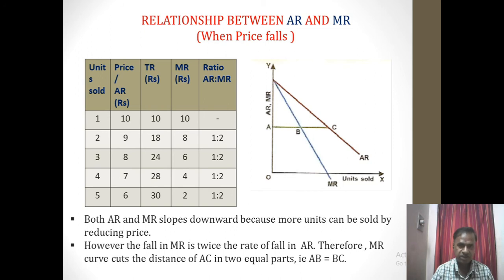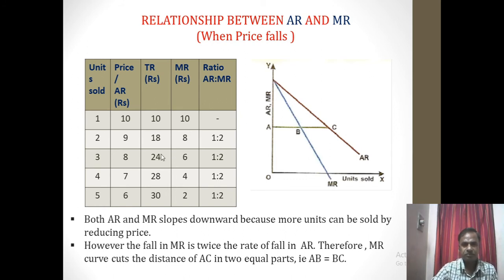Second observation is that both are falling, but the fall of MR is more than the AR. When the price falls, MR falls more than AR. That's why MR is below AR. Not only does it fall more than AR, the fall in MR is twice the rate of fall in AR. That we can see from the schedule.